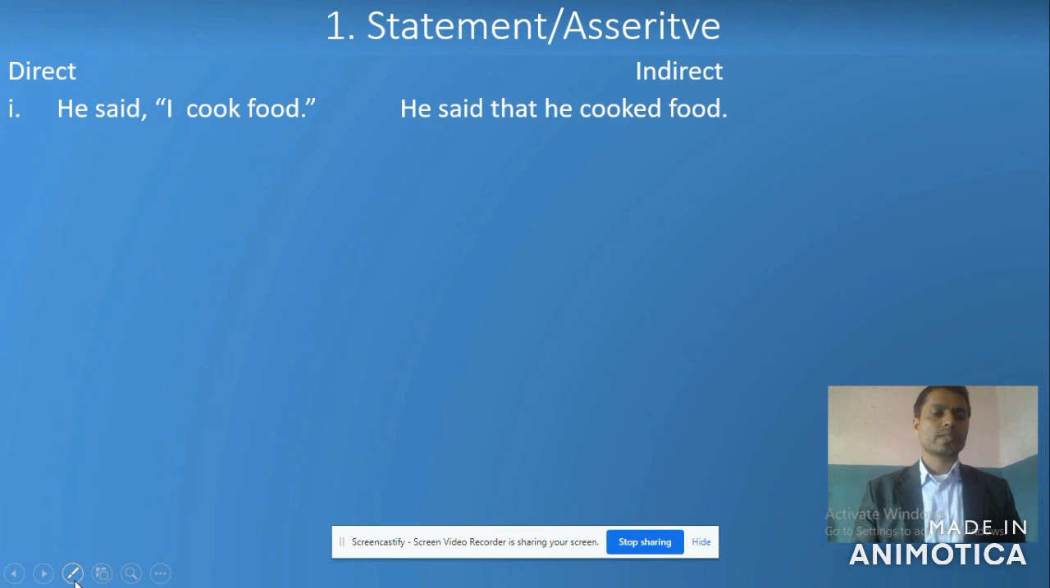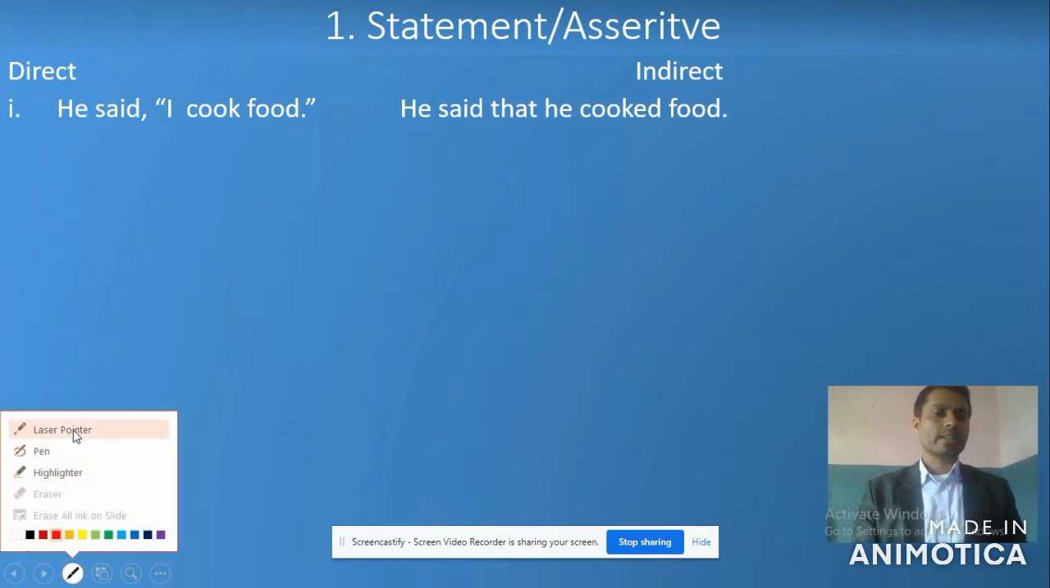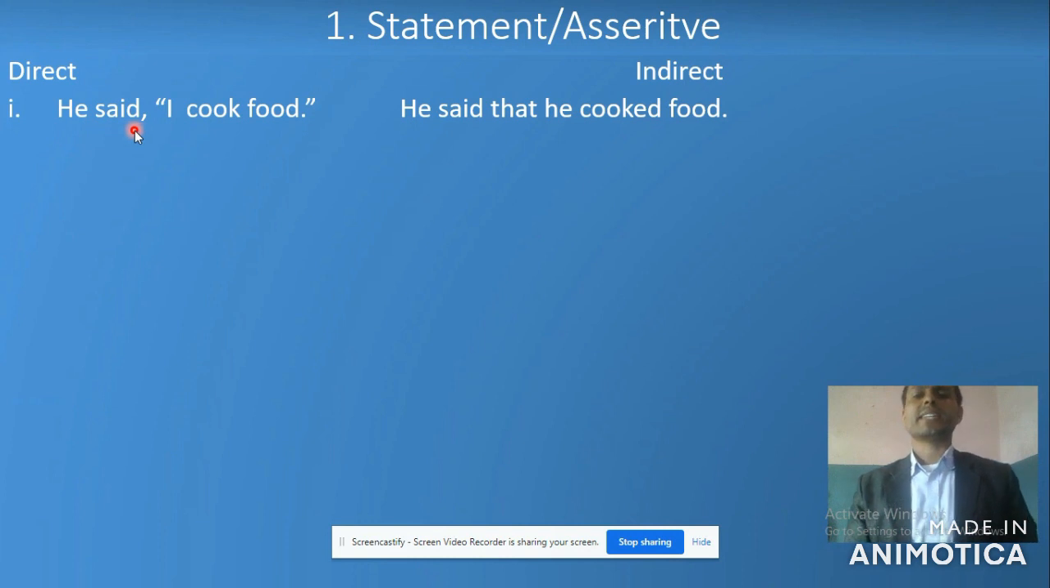Very first, my dear student, please look at this example sentence and write it down in your English grammar copy. Number one: He said, "I cook food." This is a statement, or let's say an assertive sentence. He said, as we already discussed: he is the subject, said is the reporting verb. There is a comma, then inverted commas are used to enclose the exact expression spoken or told by a person or speaker, right?